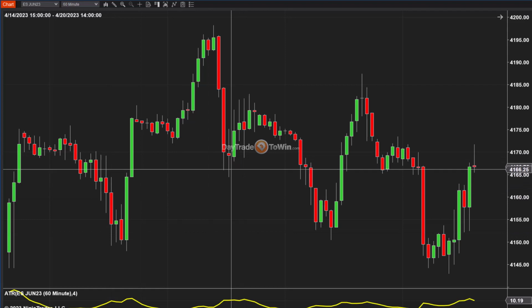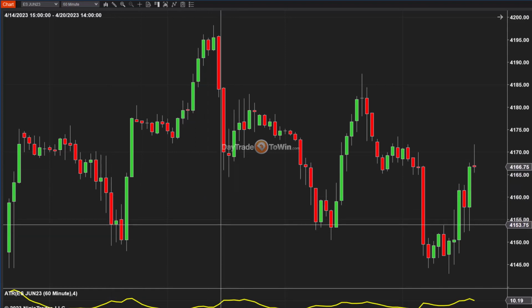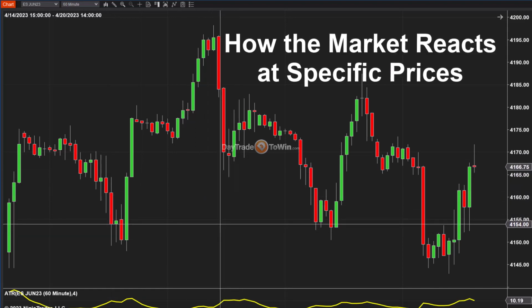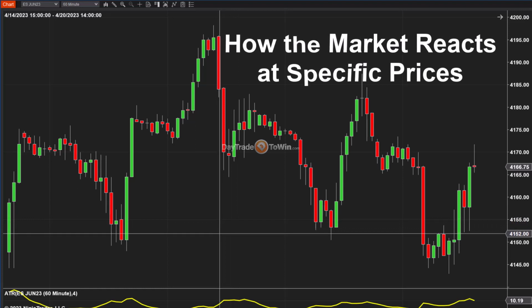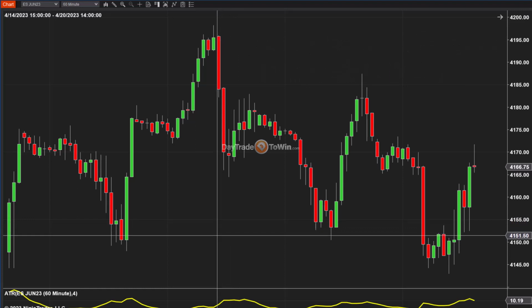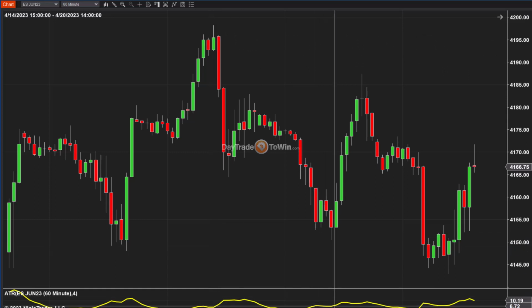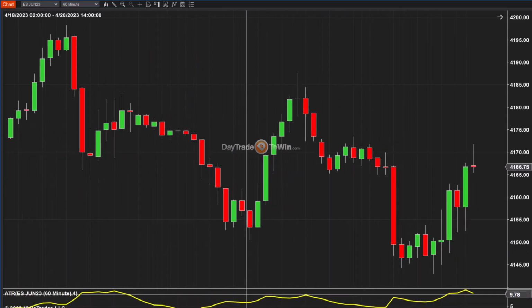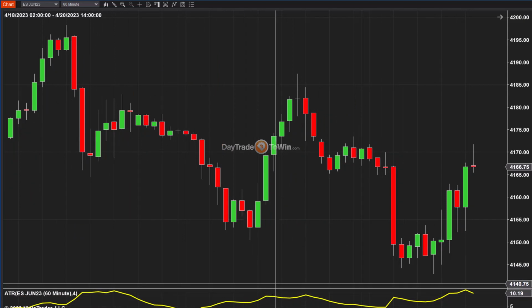Now what most traders I think fail to look at is how at a specific price the market reacts. Now there is long-term support, short-term support, and resistance, but we're not going to focus so much on a previous set of price points, support and resistance, although I think those are important. What we're going to look at is how the candles and how the market is reacting in the now, which is really important.